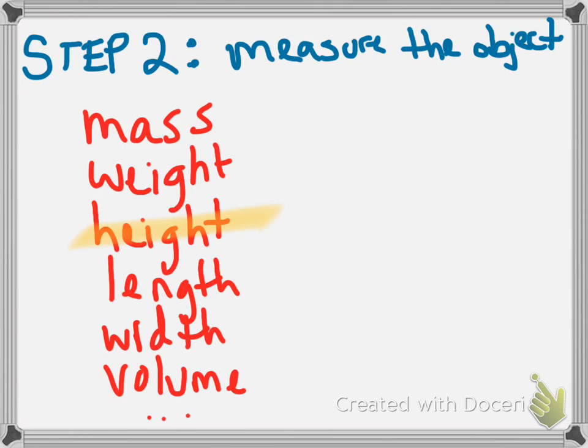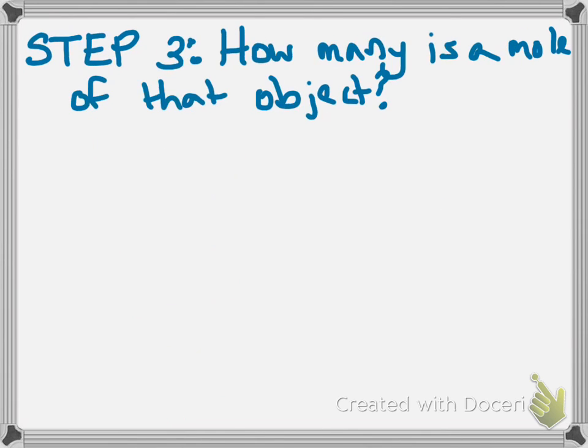And after measuring the height of my thumb, I determine that it is 6.4 centimeters. So mine is 6.4 centimeters. That's the height of my thumb.